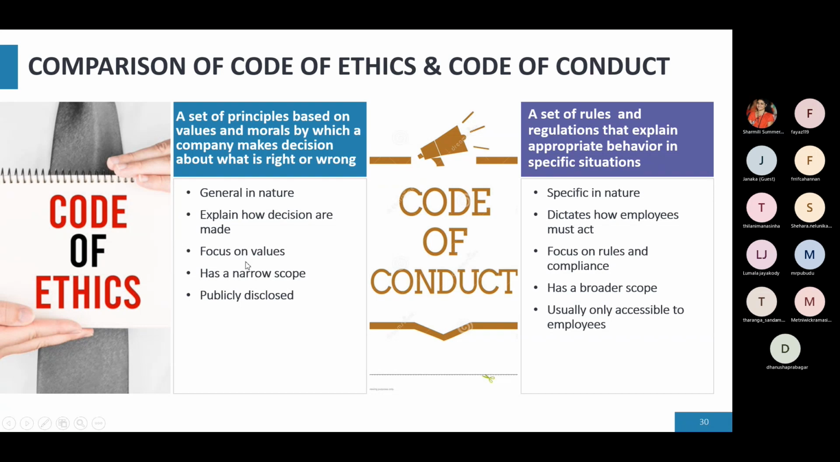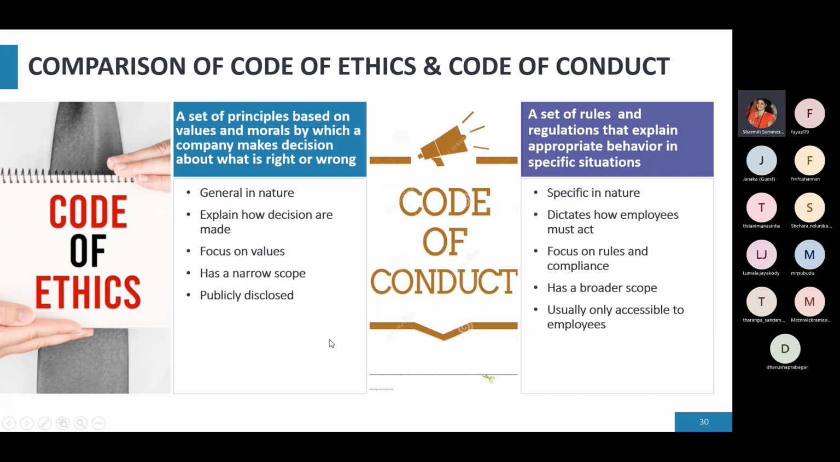Okay, so the code of conduct is general in nature, but the code of ethics is specific. Why? Because we are specifically focusing on a particular action or situation. The code of ethics explains how we can make decisions, and how an employee or professional can act in a particular situation. The code of ethics mainly focuses on values and moral activities, while the code of conduct mainly focuses on rules and regulations and compliance.